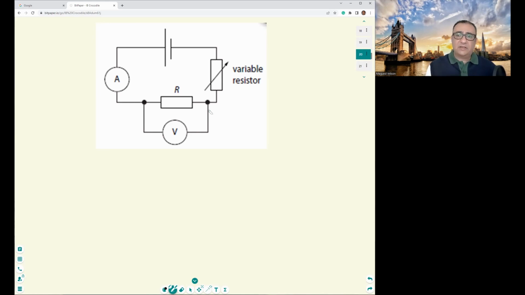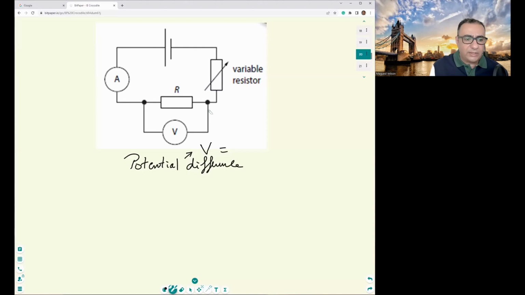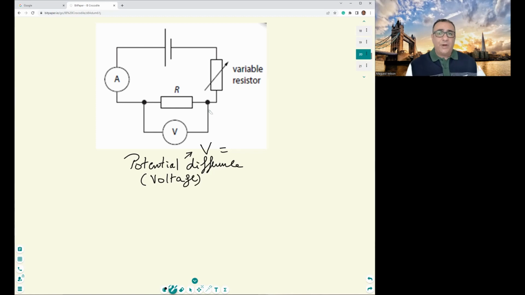And this is my next physical quantity I would like to talk about: potential difference V. V is the potential difference. Sometimes we call it voltage. So potential difference and voltage are synonyms. By definition, what is potential difference? Potential difference is the work done required to move a unit of charge from one point to another across the circuit. Simple as that.